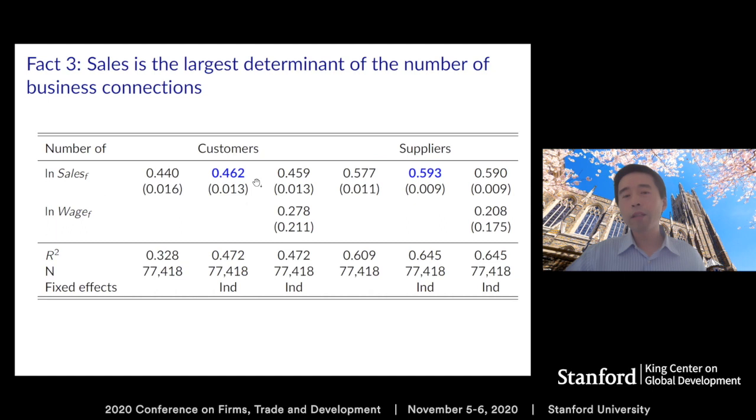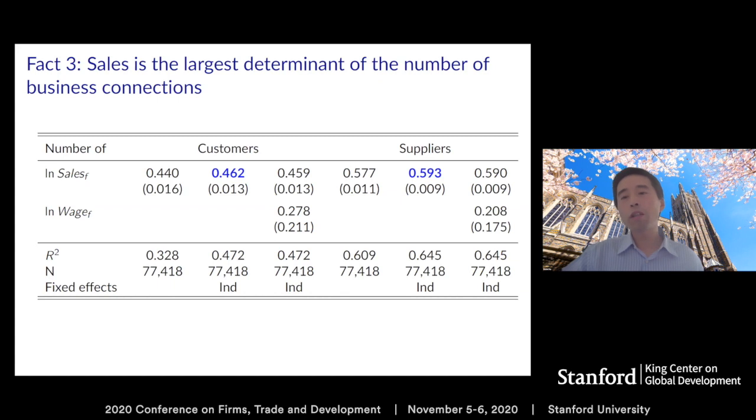Just wrapping up, as a final fact to think about these firm networks, this is a relatively standard thing to look at. In particular, the number of firms' customers is the out degree, and the number of firms' suppliers is the in degree. What you can see here is a fairly straightforward log-linear relationship: these are strongly increasing in firms' own sales, for both customers and suppliers, with a slope of around 0.5.